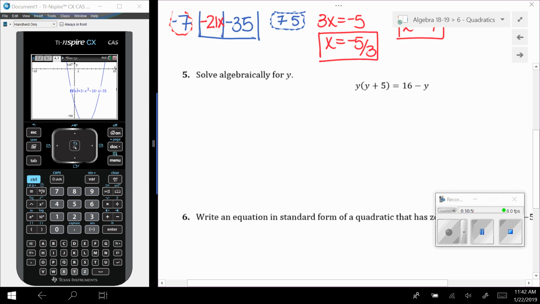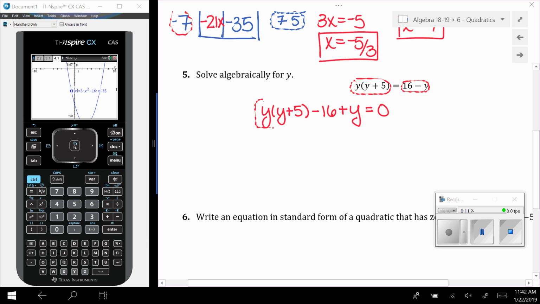Number 5. Solve algebraically for y. Now what makes this one a little crazier is that it looks a little weird, and then we've got that 16 minus y creeping over here. So it's not really any different. You want to move everything to the left, and then you want that right-hand side to be equal to 0. It's weird writing something with y.